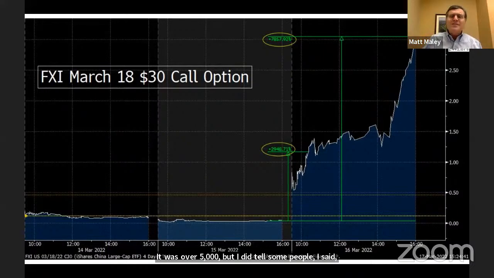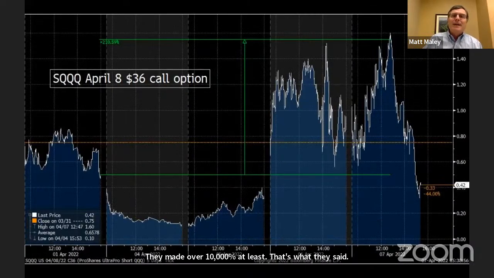But again, this is not something that happens every day, but we have done a lot of trades like this. In April, this is the SQQQ, which is the inverse ETF on the QQQs, but it's also the leveraged ETF.